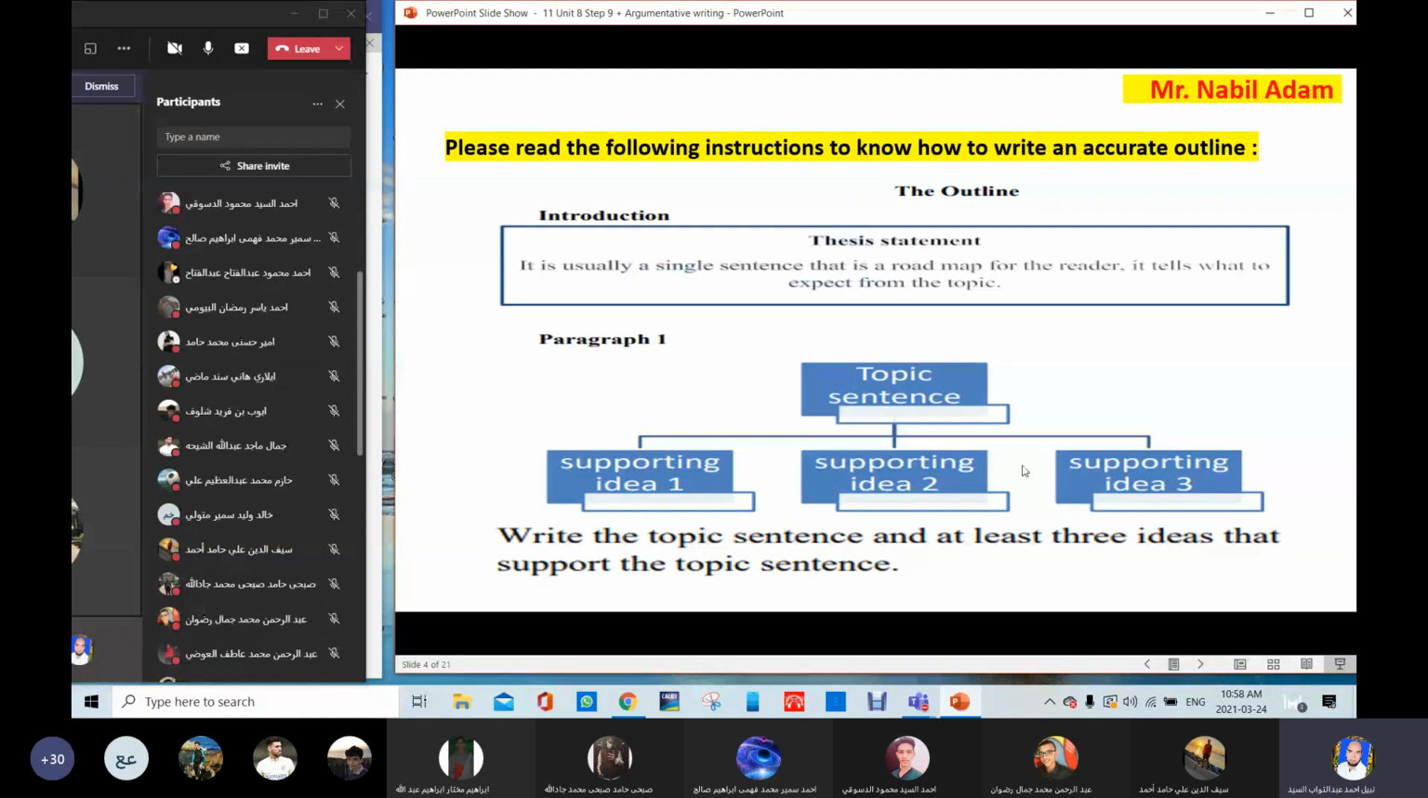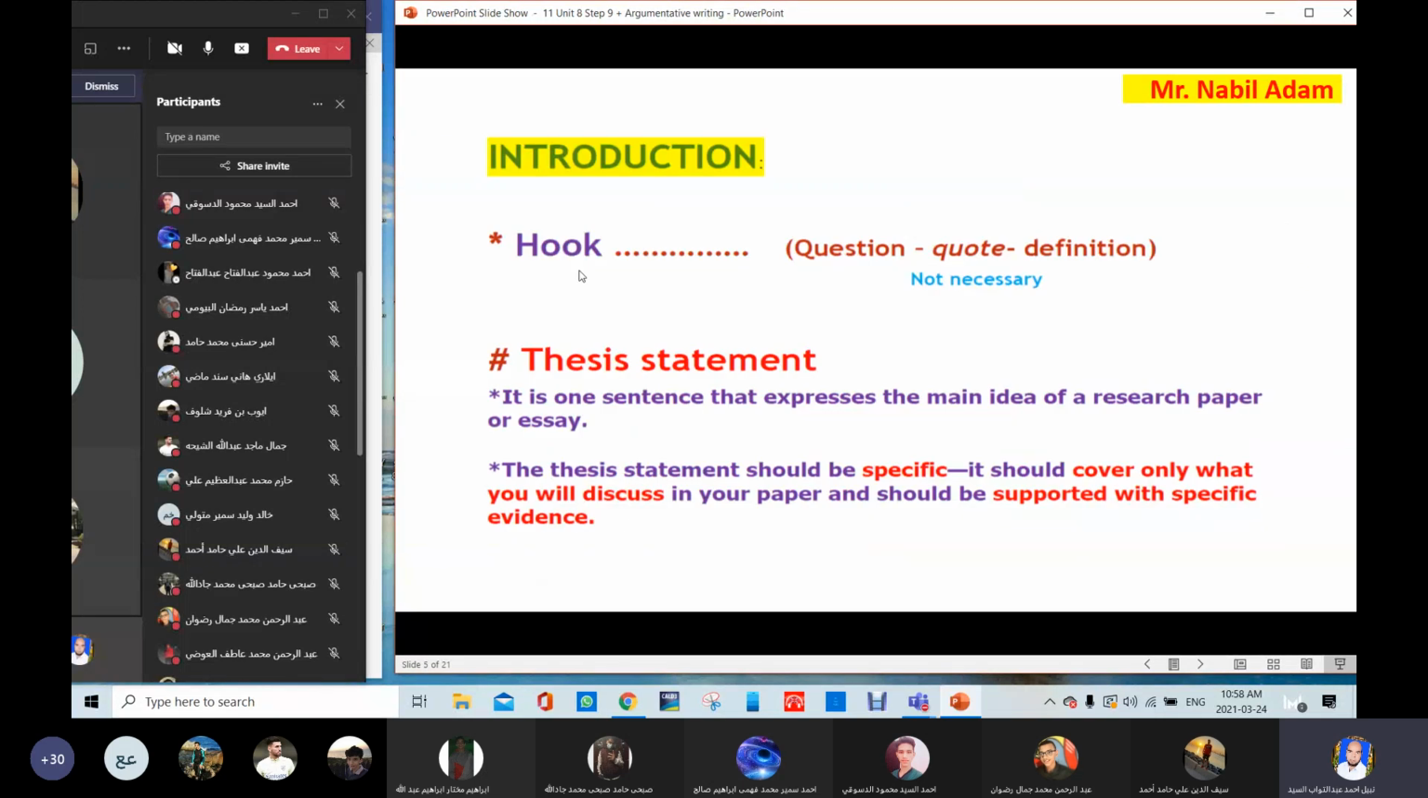What about the introduction? As I told you, you should mention a hook. It can be a question or a quote or a definition. The thesis statement is only one sentence that expresses the main idea of our research, paper, or essay. The thesis statement should be specific. It should cover only what you will discuss in your paper and should be supported with specific evidence.